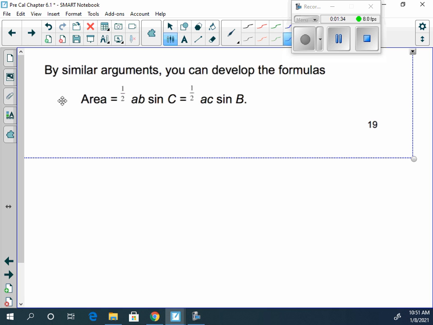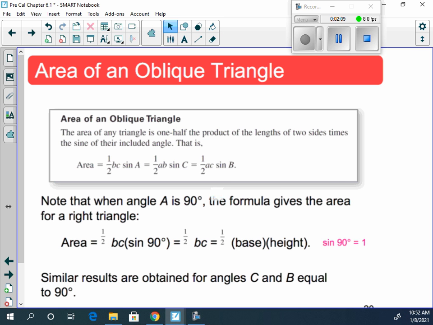Now, hopefully you notice the pattern, yes? Because 1/2, what do we have? Side length A, side length B, sine of angle what? So we'd have 1/2 AC sine of, and 1/2 BC sine of. So when we're using this formula here, we really have the two sides and the angle in the middle, the angle between those two sides. And that's all we need to be able to find the area of an oblique triangle.